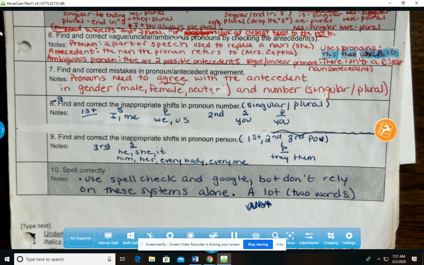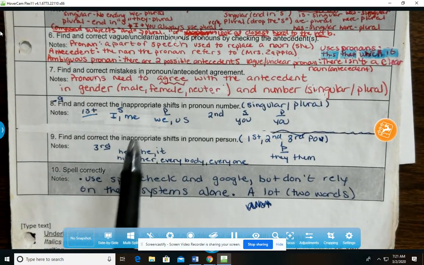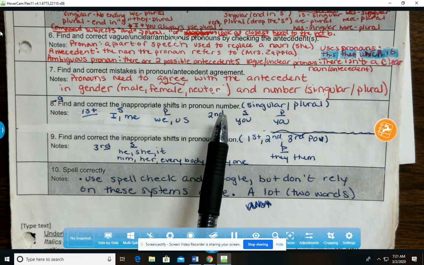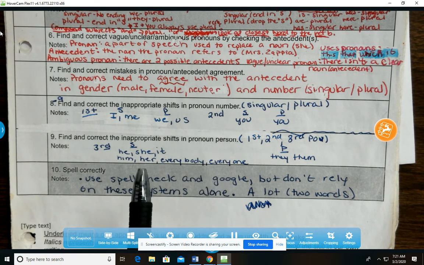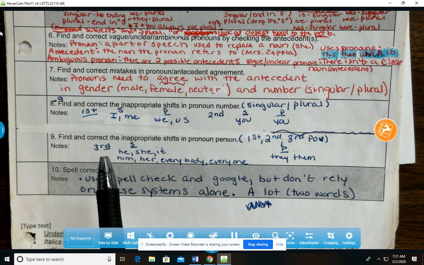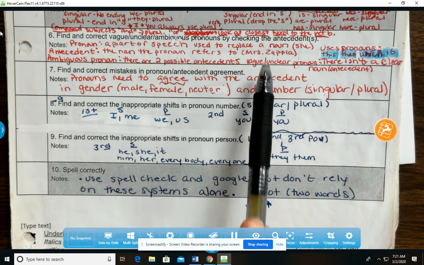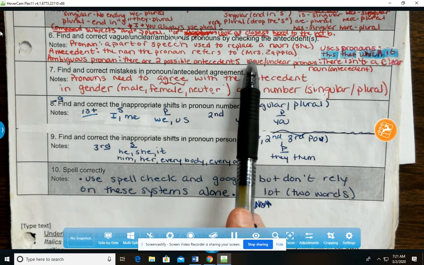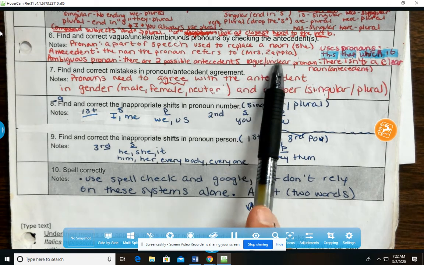We're going to look at making sure that as we prepare for publication, we're finding and correcting inappropriate shifts in pronoun number and pronoun person in our writing. So we've talked a lot about pronouns and how pronouns are the part of speech that are used to replace regular nouns. So in the case of me, Mrs. Zappia, a pronoun that others would use when they're speaking about me in place of my name would be the word she.